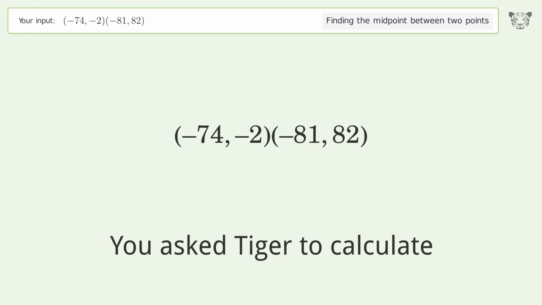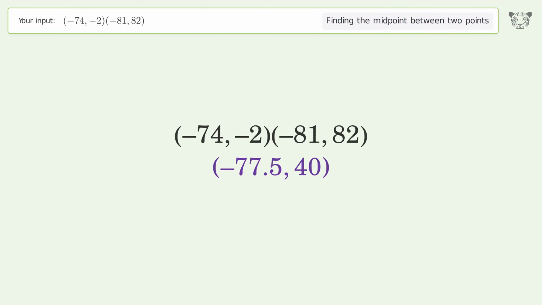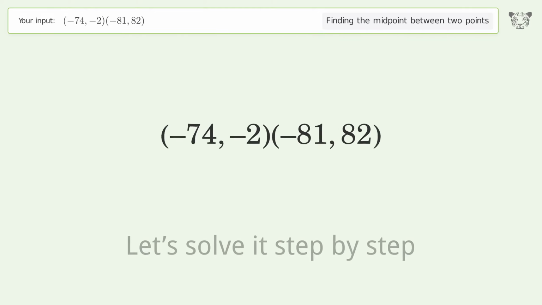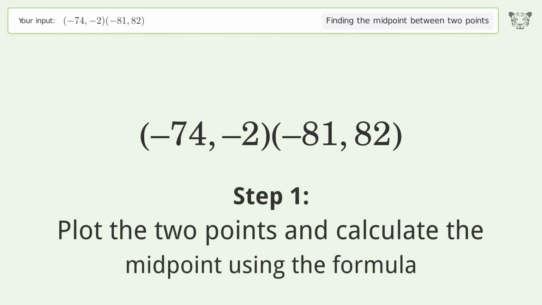You ask Tiger to calculate. This deals with finding the midpoint between 2 points. The midpoint between the 2 points is negative 77.5, 40. Let's solve it step by step. Plot the 2 points and calculate the midpoint using the formula.